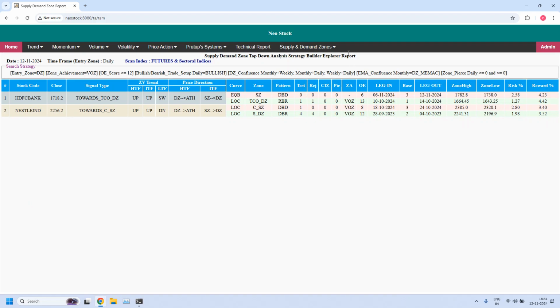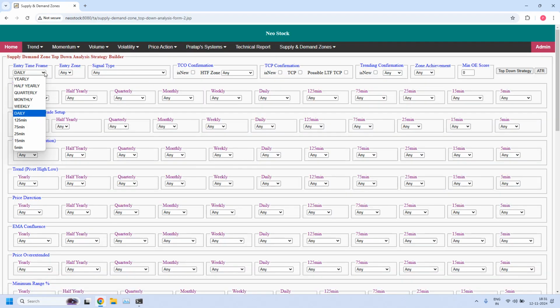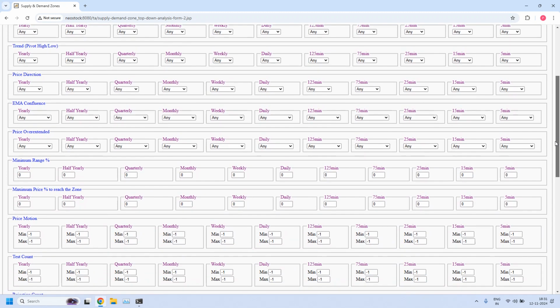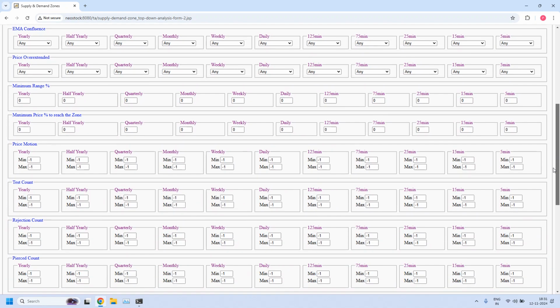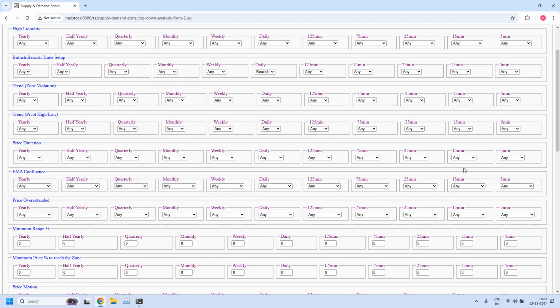Next, bearish trade setup for monthly income trade. Entry time frame is daily. Entry zone is supply zone. In bullish or bearish trade setup at entry time frame, daily time frame, I am selecting bearish. And these daily supply zones should not be pierced. So in the pierced count at the daily time frame, I am setting minimum value 0, maximum value 0. That means the daily supply zone is not pierced.